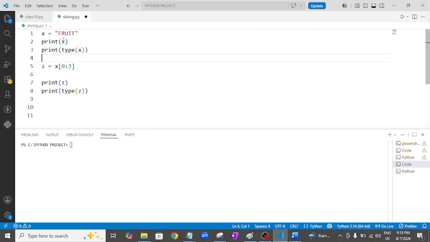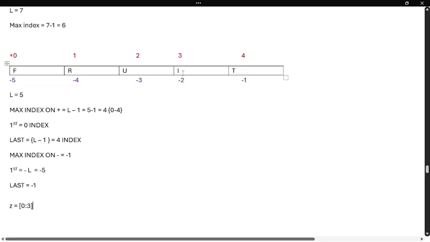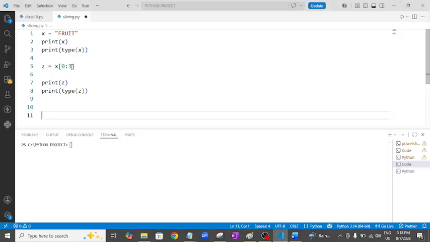Okay, sir, 0, 1, 2, 3, 4. This is divided into 0, 1, 2, 3, 4. Sir, I want to take only the first 3. Then, sir, the first 3 will be at 0 to 2. First index, last index. I want to take only 2.